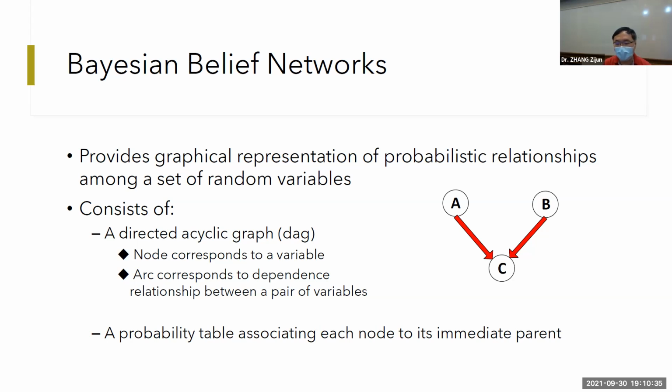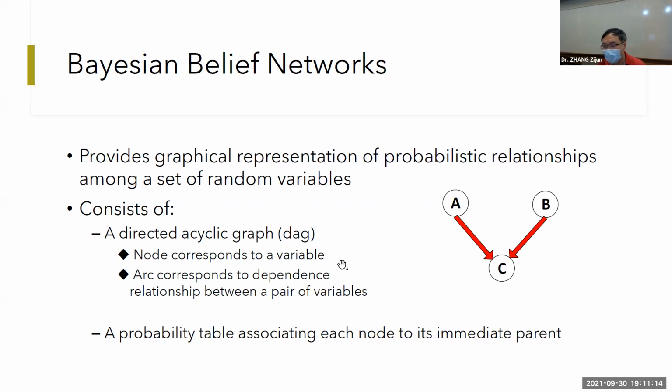So it consists of a directed acyclic graph, with each node in this graph corresponding to a variable. So a Bayesian belief network is a graphical network. Here is the simplest case. So this is a network. In this network, each node denotes a variable or attribute from our previous slides.